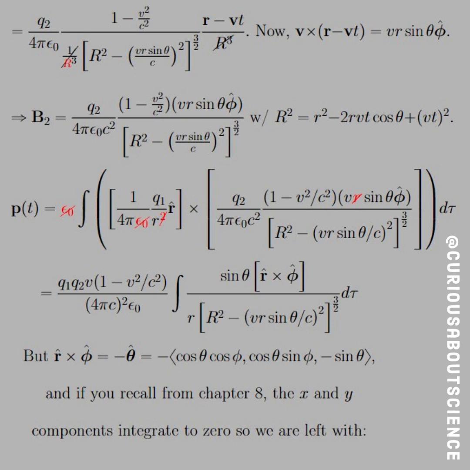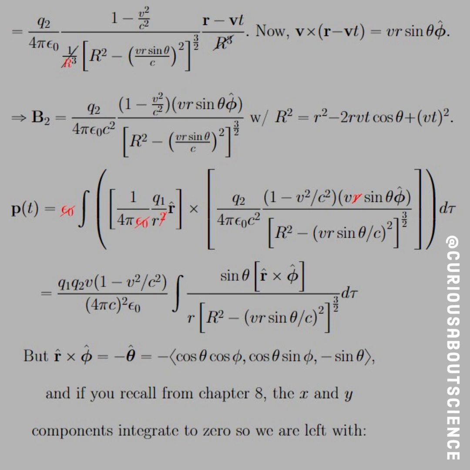Holy moly, this is not nice looking at all. Notice that in the red I have some cancellation factors just to help us tidy things up. And then we'll push through all the constants out. So Q1, Q2, factor of V, and then 1 minus V squared over C squared over 4 pi C squared epsilon naught. Oh my goodness, it is gross.